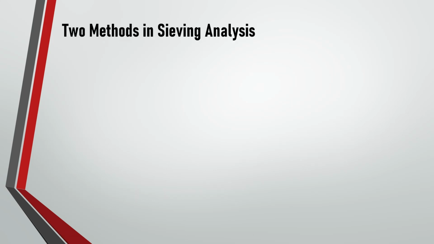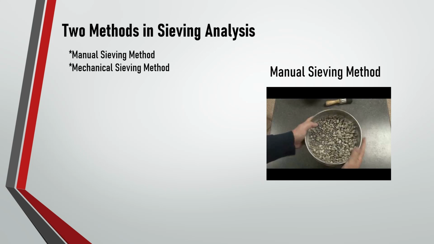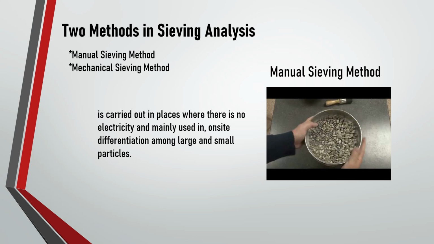So there are two methods in sieving analysis. The first one is the manual sieving method and the second one is the mechanical sieving method. The manual sieving method is carried out in places where there is no electricity and is mainly used in on-site differentiation among large and small particles.